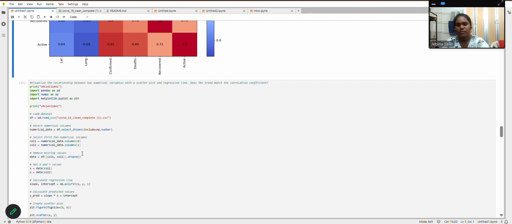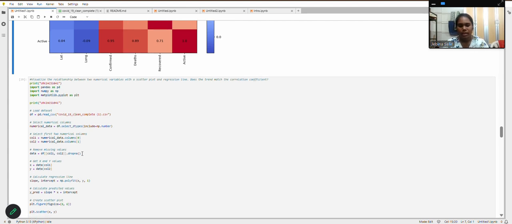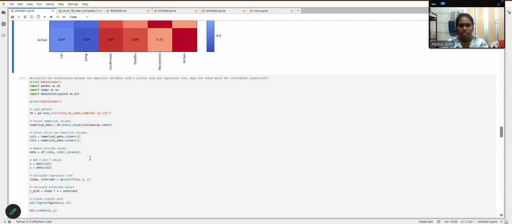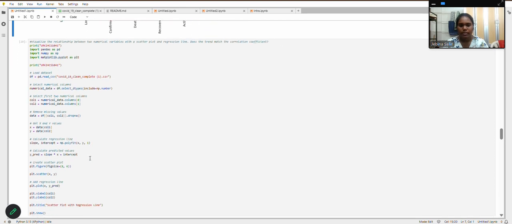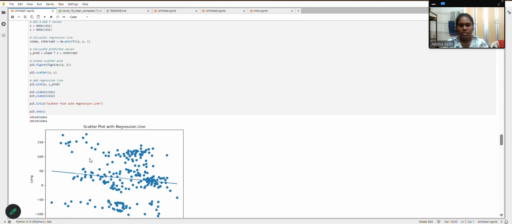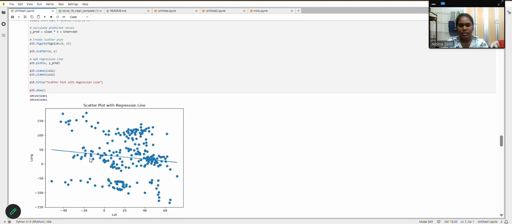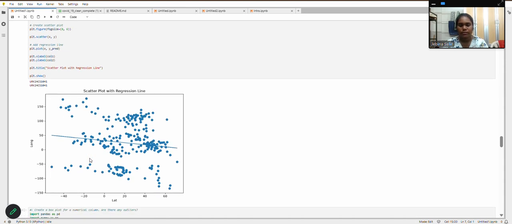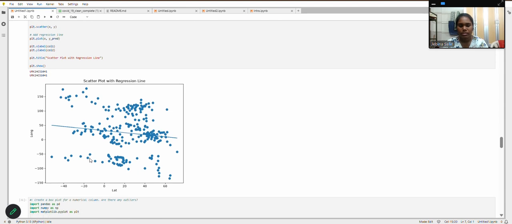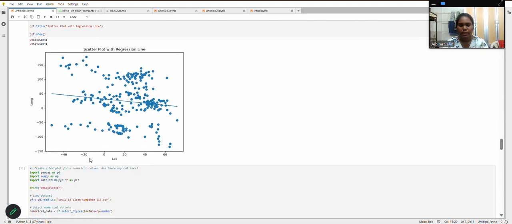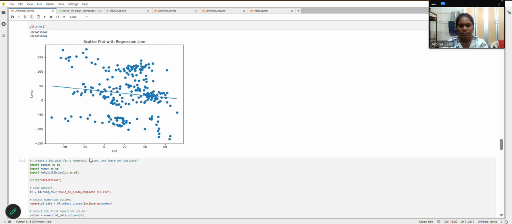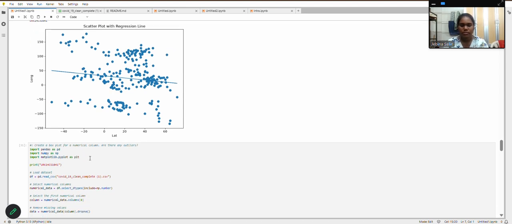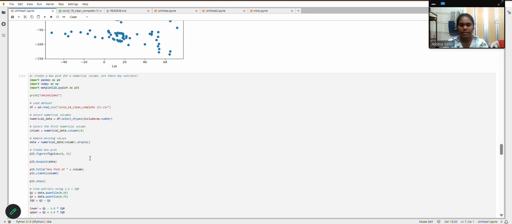In the 12th question, we create a scatter plot with a regression line for two numerical variables. The scatter plot shows individual observations as points, while a regression line shows the overall trend between the variables. If the points generally move upwards from left to right, the relationship is positive. If they move downwards, the relationship is negative. We can compare this visual trend with the Pearson correlation coefficient. Therefore, this graph helps us visually confirm whether the correlation result matches the actual pattern in the data.